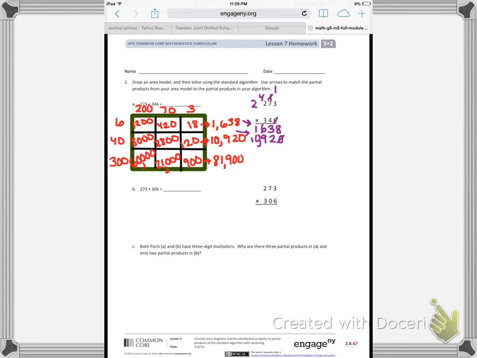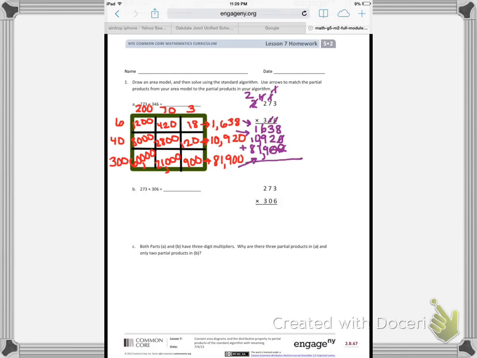And the very last row, we're going to mark our spot 2 times. I like to cross these out. So we have 3 times 3, it's 9. 7 times 3, which is 21. 2 times 3 is 6, plus 2 is 8. So we got 81,900, which is the same as this. So all our partial products match up.